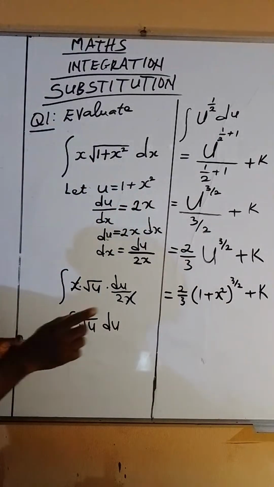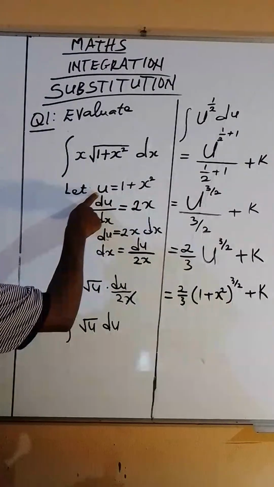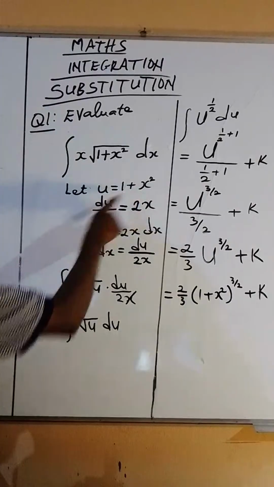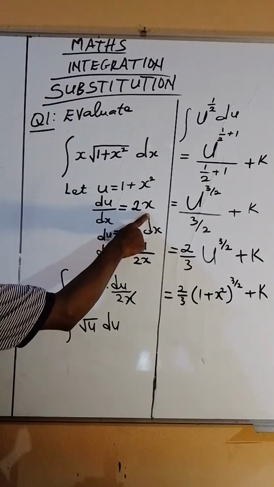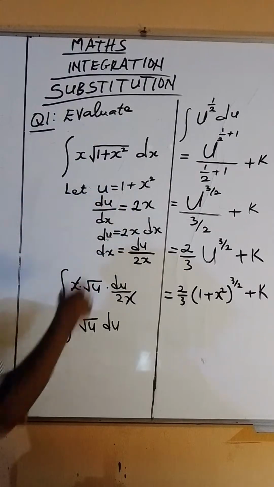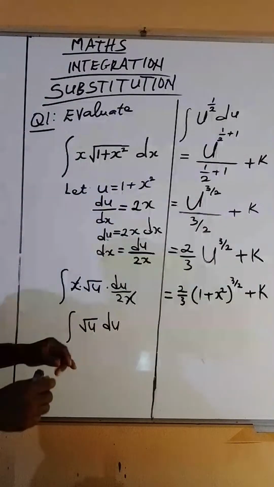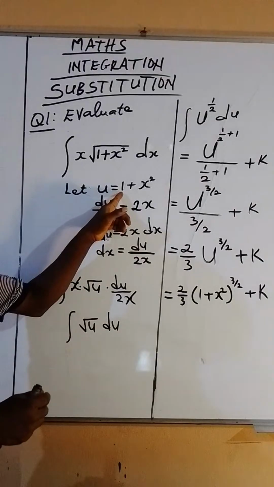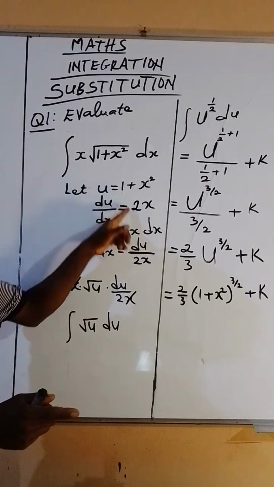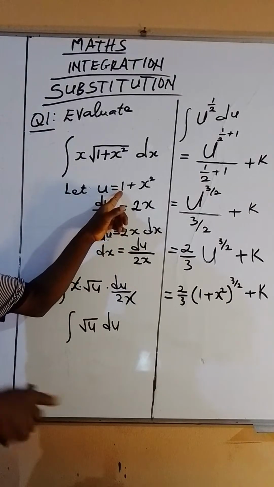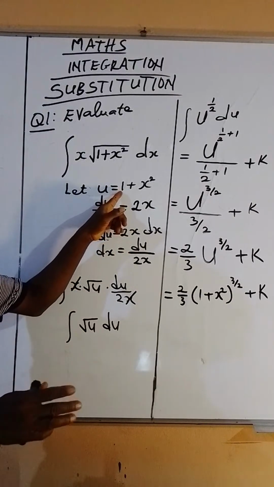In that case, we can differentiate u with respect to x, and that gives us du/dx equals 2x. Because when we differentiate 1, or any constant, the differential of any constant gives us 0. So that makes this one vanish. It's now 0, which is meaningless.